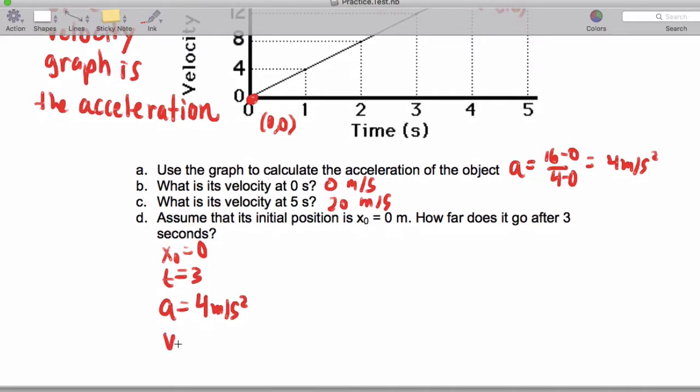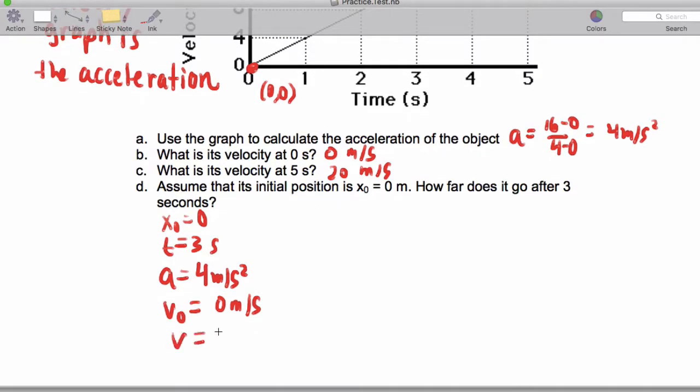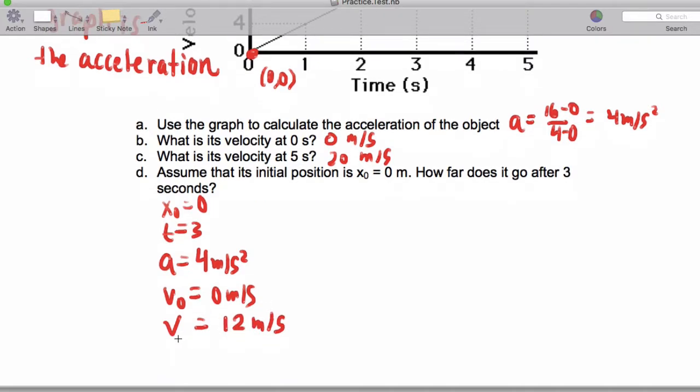We know that the initial speed is 0 meters per second. We know the final speed is 12 meters per second. And we know the acceleration, and we know that we don't know the final position. That's what we want to solve for now.